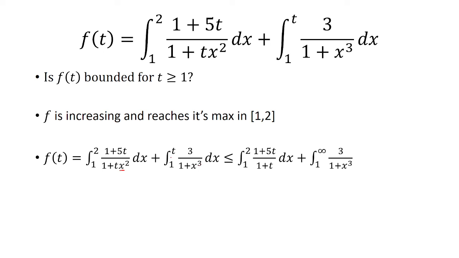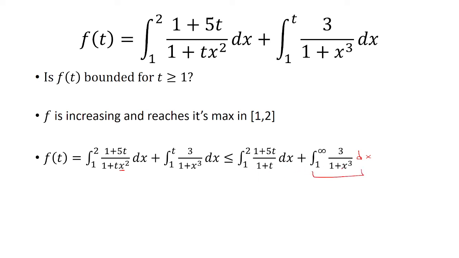And then the second integral, we know that 3 over 1 plus x cubed is positive for values of x greater than or equal to 1. So instead of finding the area from 1 to t, we go from 1 to infinity. So that is accumulating more area. Therefore, that's greater.